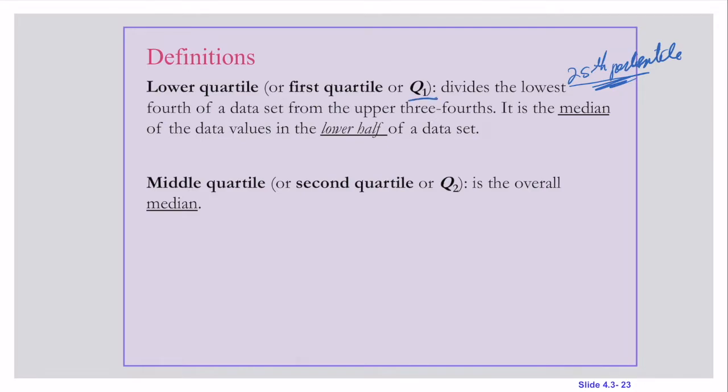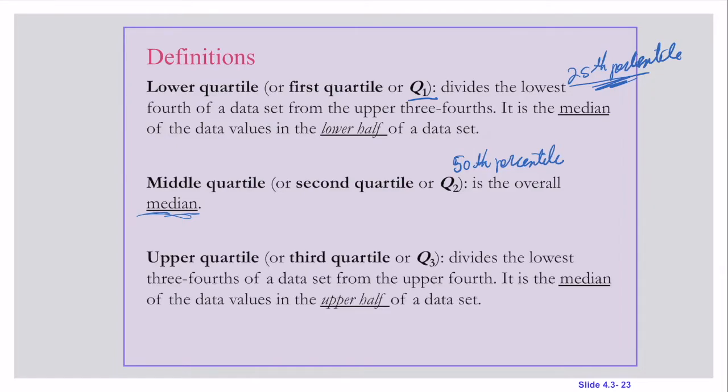Q1. The median quartile, also known as the median, is also called the second quartile or the 50th percentile, meaning 50% of data is less than the median, and that makes sense, right? Because the median is the middle value. It's what divides our data set in half.